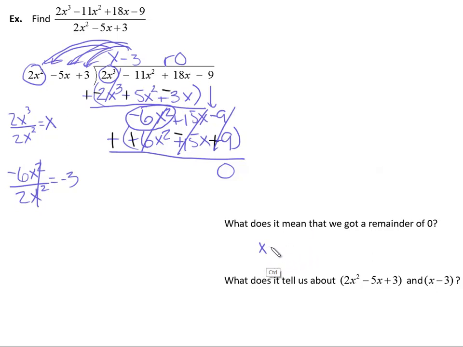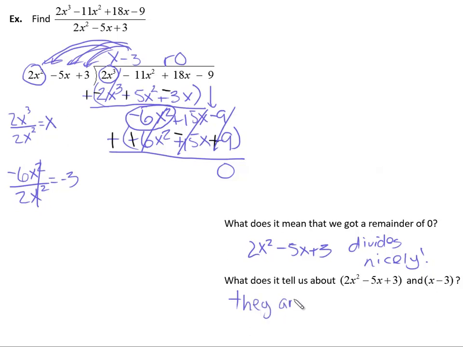I guess it really tells me that 2x squared minus 5x plus 3 divides it nicely. What does that tell us specifically about 2x squared minus 5x plus 3 and x minus 3? Well, remember, if we got a remainder of 0, that meant that it's a factor. And in fact, not only is 2x squared minus 5x plus 3 a factor, we found its other factor with division.